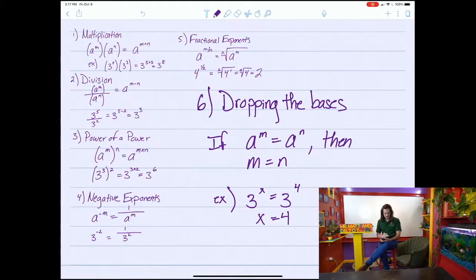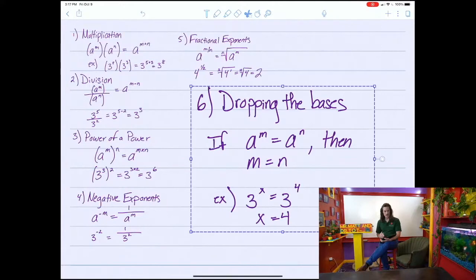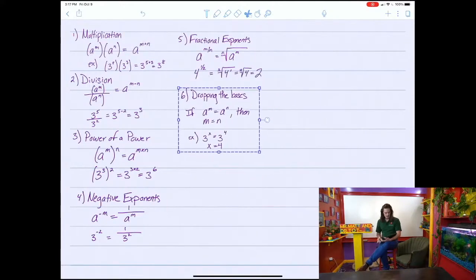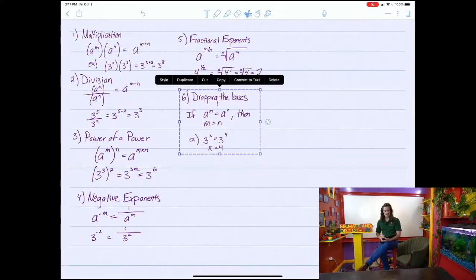Okay, if you have any questions at all, please let me know. You can either respond in the live chat function or you can drop a comment below. Otherwise, let's take a look at some examples.